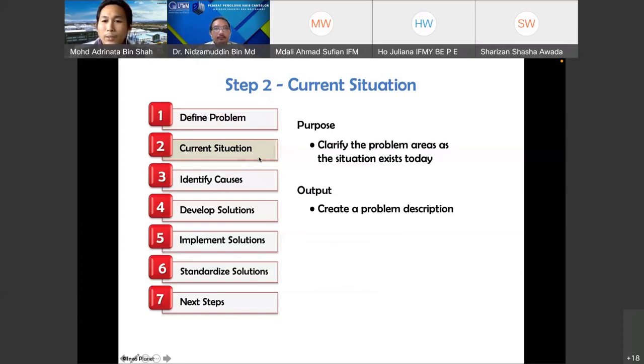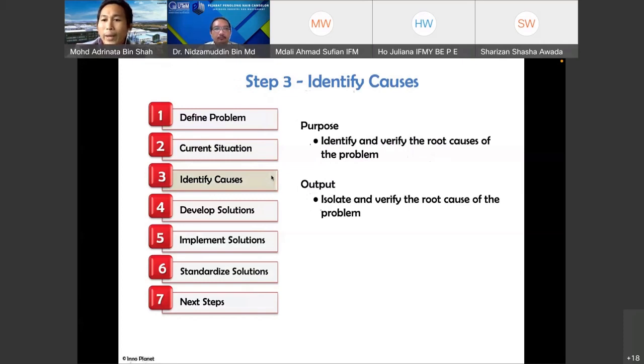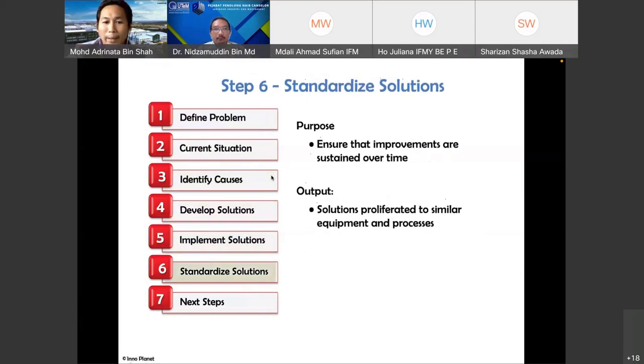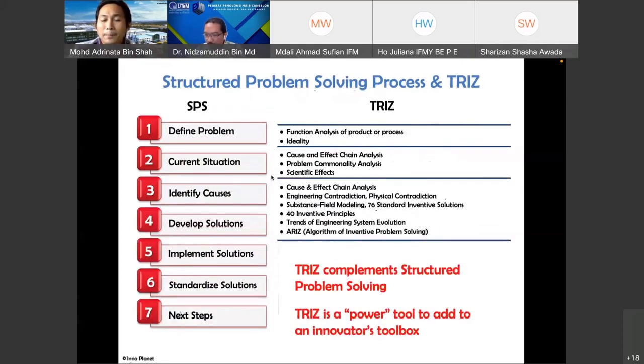Okay, current situation. The purpose is to clarify the problem areas as the situation exists today. So this is the step that we need to know, and the purpose and output of every step. This is the general, or what we call the standard problem solving procedure or structured problem solving, and then this is TRIZ. From TRIZ, we compare it with structured problem solving.